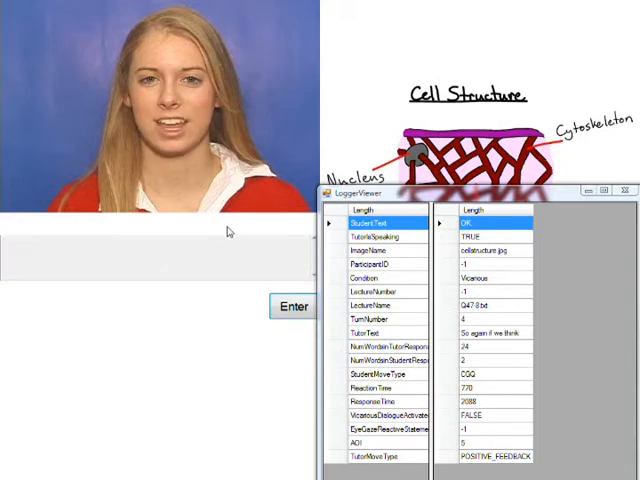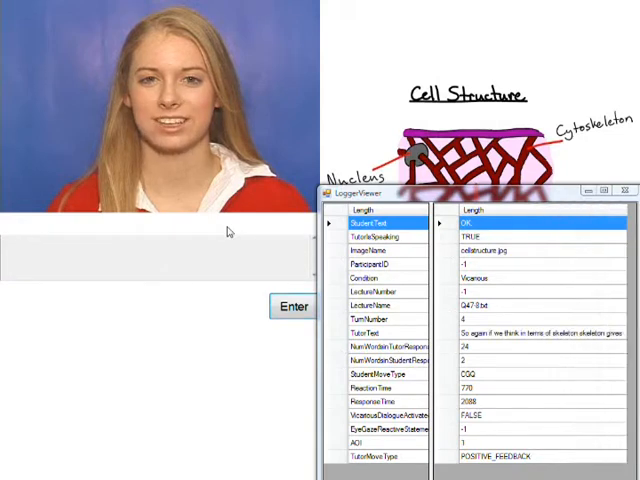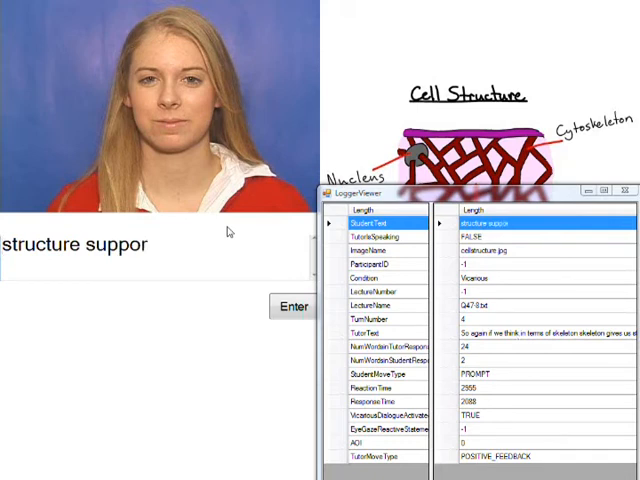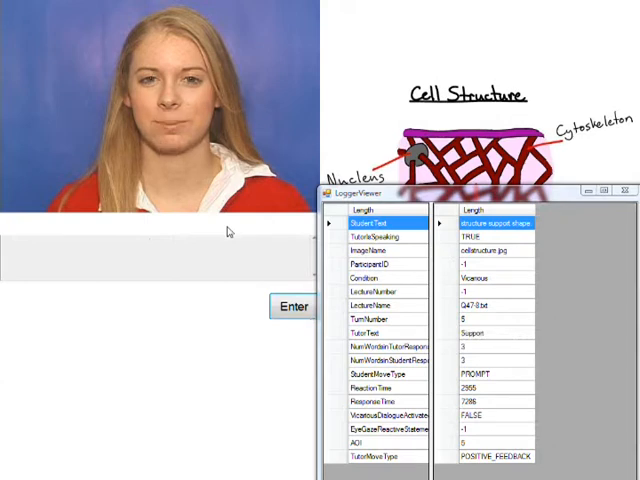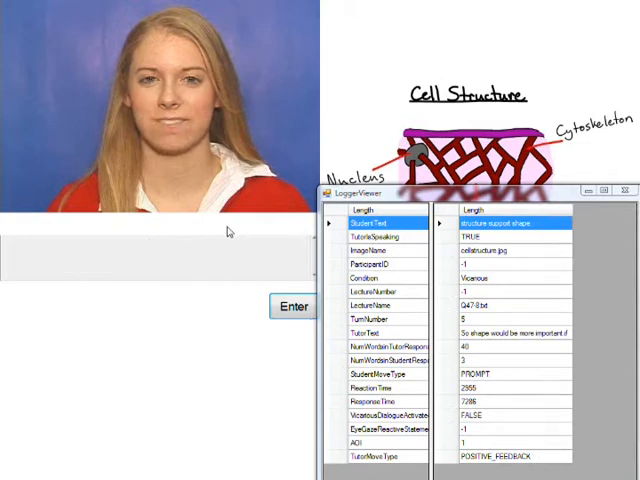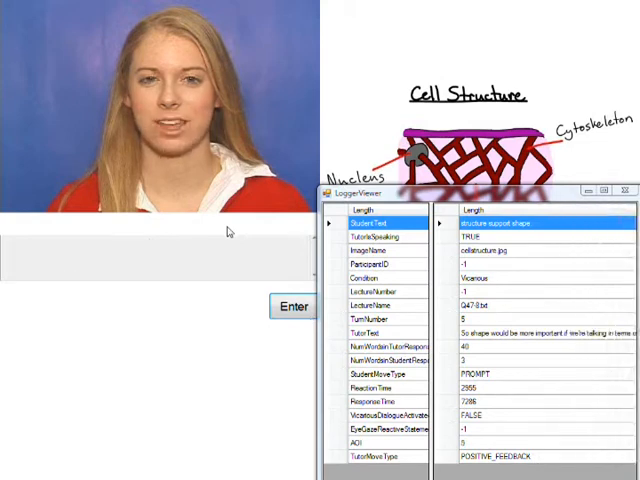So, again, if we think in terms of skeleton, skeleton gives us structure, and strength, and shape. What would the cytoskeleton give the cell? Nice one. Support, structure, shape. So, shape would be more important if we are talking in terms of an amoeba that changes its shape, but structure and strength will certainly be part of the main thing that the cytoskeleton is gonna provide.